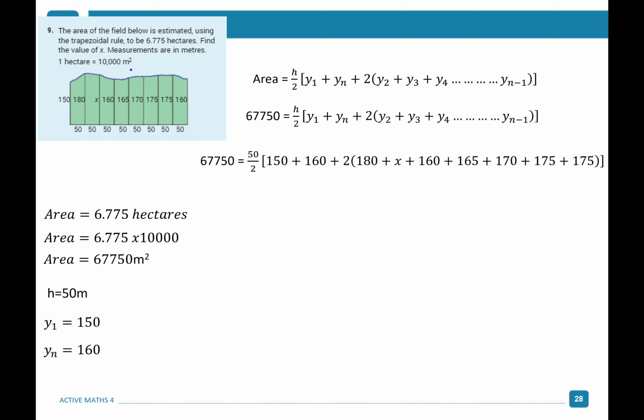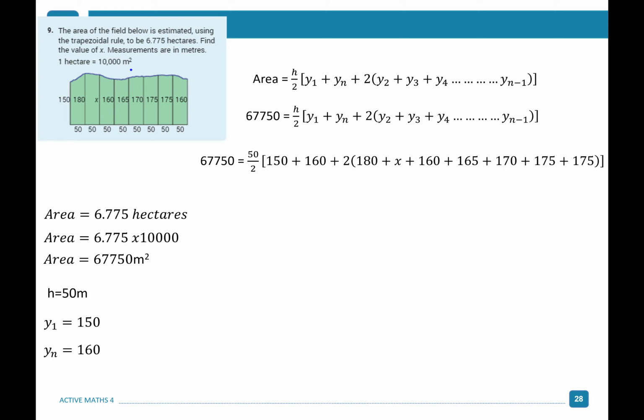Substituting in the rest of my values, I get 67,750 is equal to 50 over 2 times 150 plus 160 plus 2 times the heights in between. That's 2 times 180 plus x plus 160 plus 165 plus 170 plus 175 plus 175. So from here, I'm just going to simplify out my right-hand side. I'm going to add together my like terms and try and tidy this up a bit.